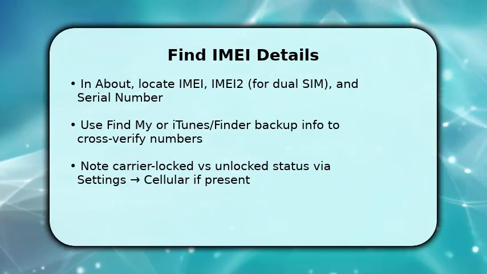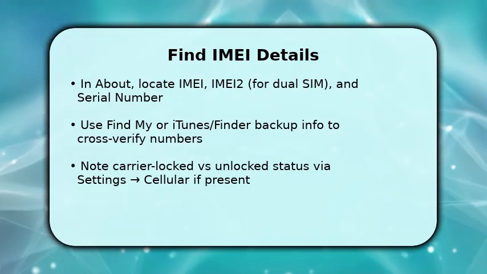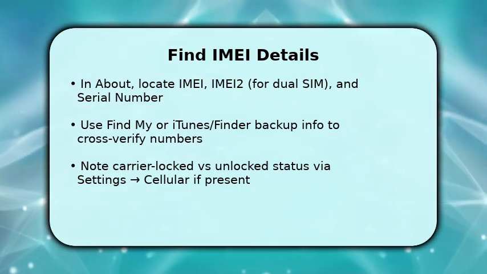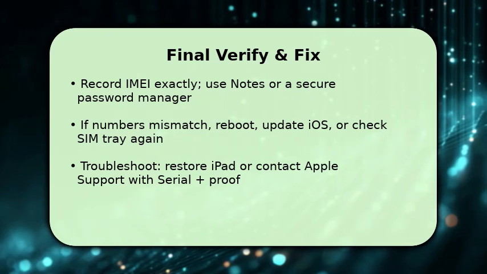Make sure to check Settings, then Cellular, to see carrier info. Because IMEI helps determine lock status, you finish by recording the IMEI precisely. Type it into Notes or a password manager so you don't misread digits.